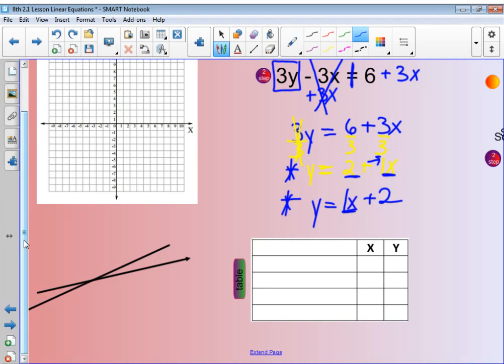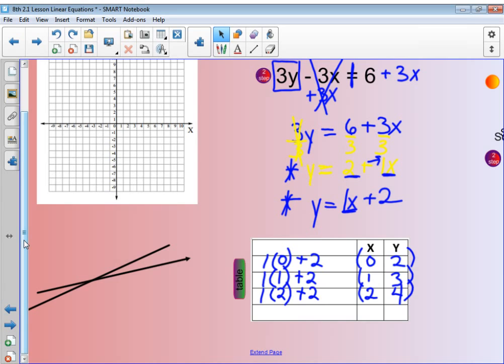So there's not a fraction involved. I can pick any 3 numbers. I like to pick the smallest ones, 0, 1, and 2. Okay, so 1 times 0 is 0, plus 2 gives me 2. 1 times 1 is 1, plus 2 gives me 3. And 1 times 2 is 2, plus 2 gives me 4. So then I'll go ahead and graph out these coordinates, just like we did yesterday and just like we did earlier today. Okay, so let's go ahead and try another one of these two-step equations.